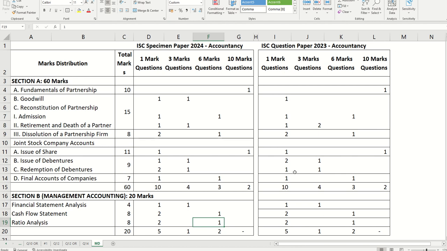Hope this was helpful. This will help us to focus and prepare accordingly, be better prepared and pay more attention in these chapters where we have a single question of 10 marks from fundamentals and from issue of shares.